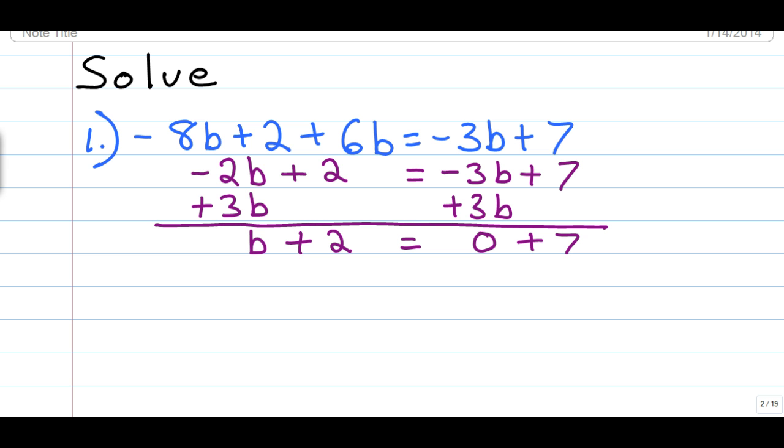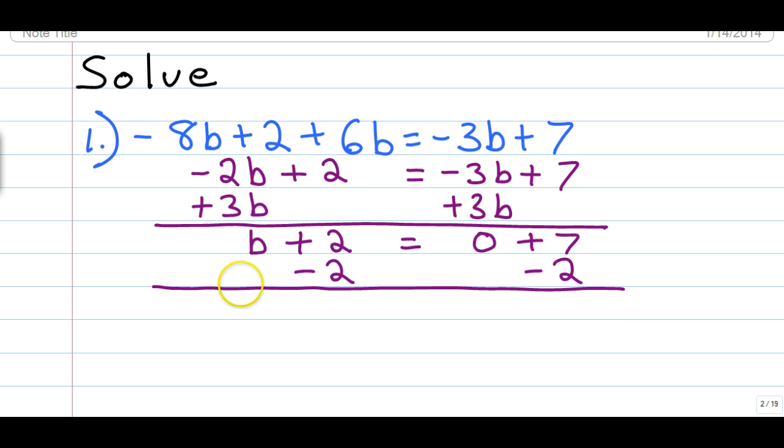Next, we want to move the constant 2 away from the b, still using the addition principle of equality. We do this by summing to it its additive inverse, which is a negative 2. We place this negative 2 again on both sides of the equation to keep it balanced. We end up with b plus 0 equals 0 plus 5. This means that b is equal to 5.